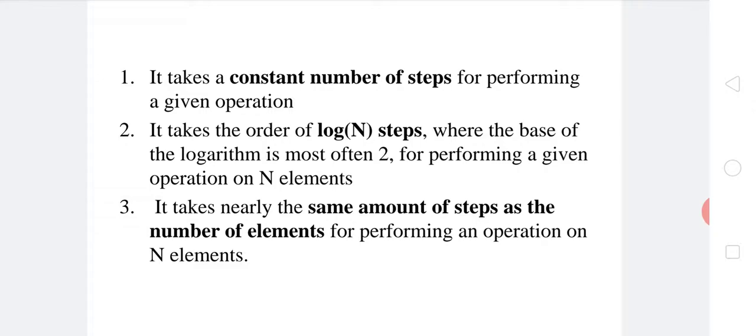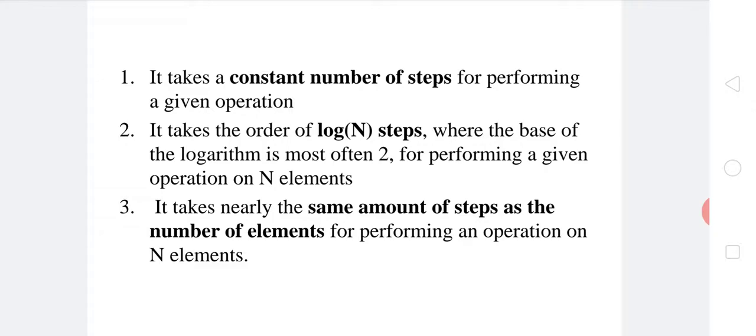For example, for n elements, the steps can be of the order n into n square divided by 2. Then we will see cubic. It takes the order of n cube, meaning n into n into n steps are required, where n is the size of input data for performing an operation on n elements. For example, if we have 100 elements, then it takes 100 into 100 into 100, which is 10 lakh steps.